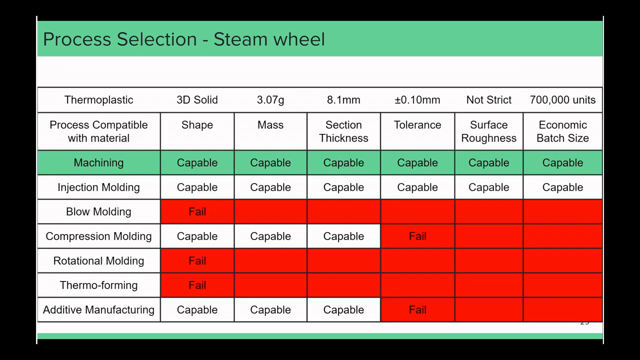We decided the steam stand would be made out of 6061 aluminum. After evaluating all processes compatible with aluminum based on shape, mass, section thickness, tolerance, surface roughness, and economic batch size, we determined that the steam stand would have to be made by machining.